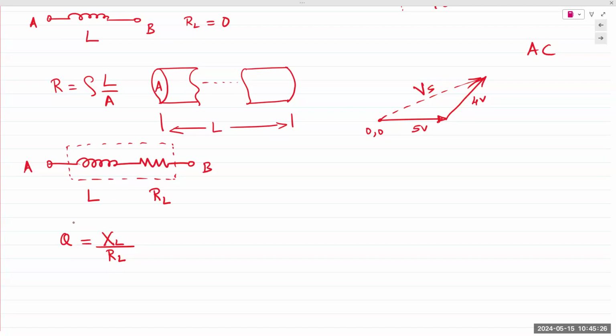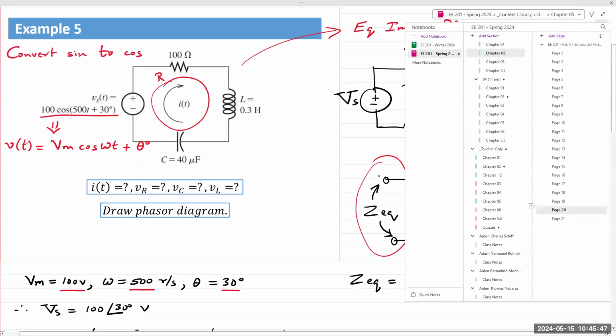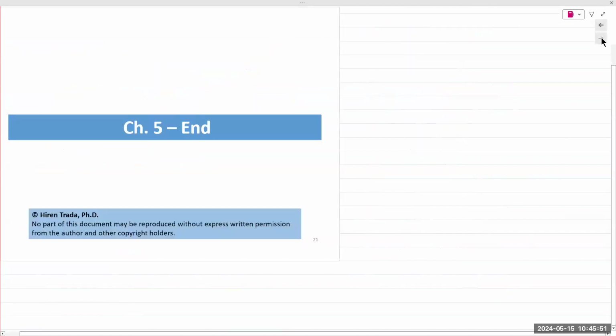Any questions? No questions? Okay. All right. Then we can consider chapter 5 to be at an end. Okay. We can move on to chapter 6.